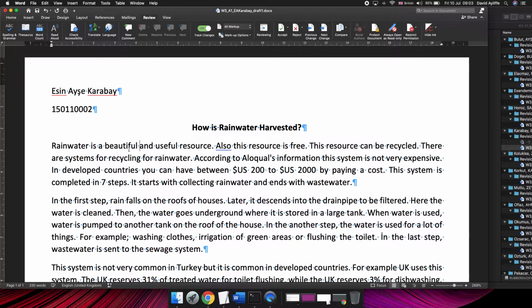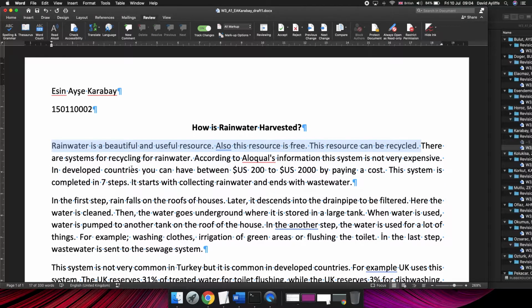Rainwater is a beautiful and useful resource. Also, this resource is free. This resource can be recycled. Three sentences should be one sentence. Okay, this is not writing 1. Let's combine these sentences, please.